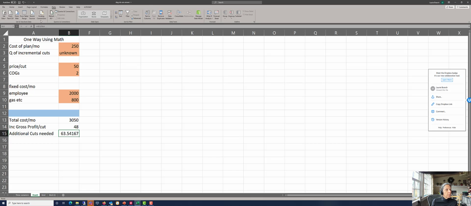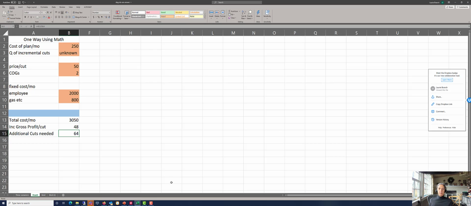Instead, we will use the rounding feature and round this number up by taking away the decimals, and that will be our answer. And we can go ahead and put that in yellow. That's our answer. So if, for example, the cost of the plan changed and he wanted to spend $350, we would now need to sell 66 additional cuts. But let's take that back to the original number, 250. You see how when I change something up in the orange, it automatically changes below the blue line, and I don't have to worry about what else happens.